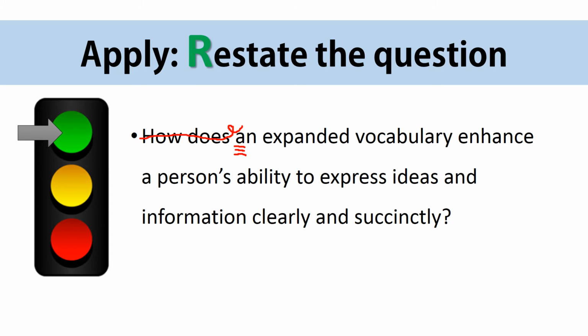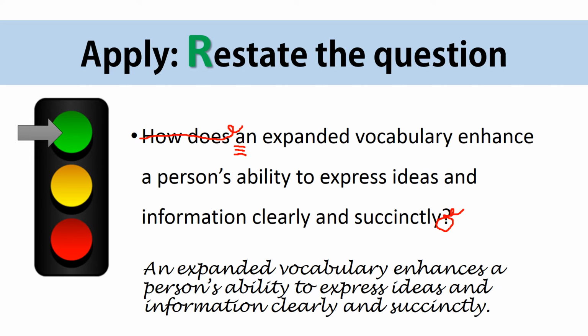Three lines underneath means, hey, you need to capitalize that when you go back and rewrite. Also, we're changing the question to a statement. We need to take out that question mark at the end and put in a period as the punctuation, so that when we're finished, it no longer looks like a question, but it looks like a statement. An expanded vocabulary enhances a person's ability to express ideas and information clearly and succinctly. Now we have our topic sentence.